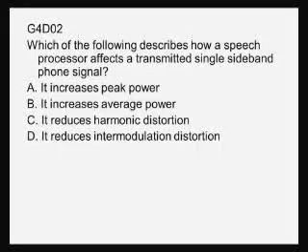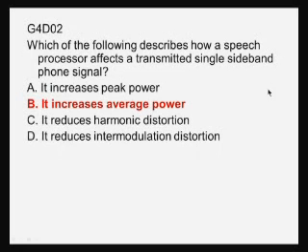Which of the following describes how a speech processor affects the transmitted single sideband phone signal? What it actually does is increase the average power. It brings low levels up and it takes high levels down and makes the average power more even, allowing the automatic level control to work more smoothly than it would without the processing.